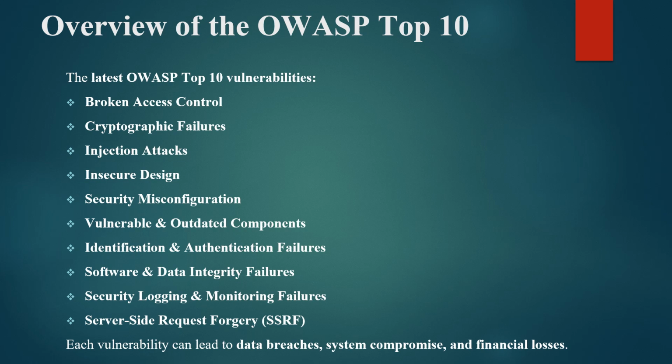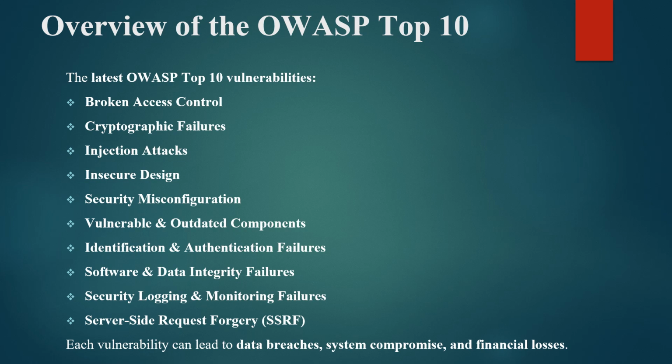Let's go through the OWASP Top 10 before diving into each vulnerability in detail. 1. Broken access control. Users can access unauthorized resources. 2. Cryptographic failures. Sensitive data is exposed due to weak encryption. 3. Injection attacks. Malicious inputs alter database queries. 4. Insecure design. Poorly planned security architecture. 5. Security misconfiguration. Default settings expose security gaps. 6. Vulnerable and outdated components. Unpatched software allows attacks.